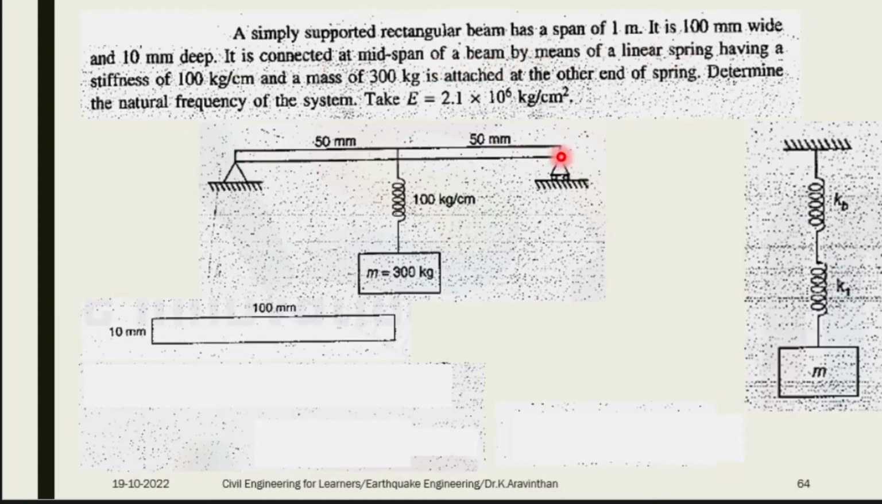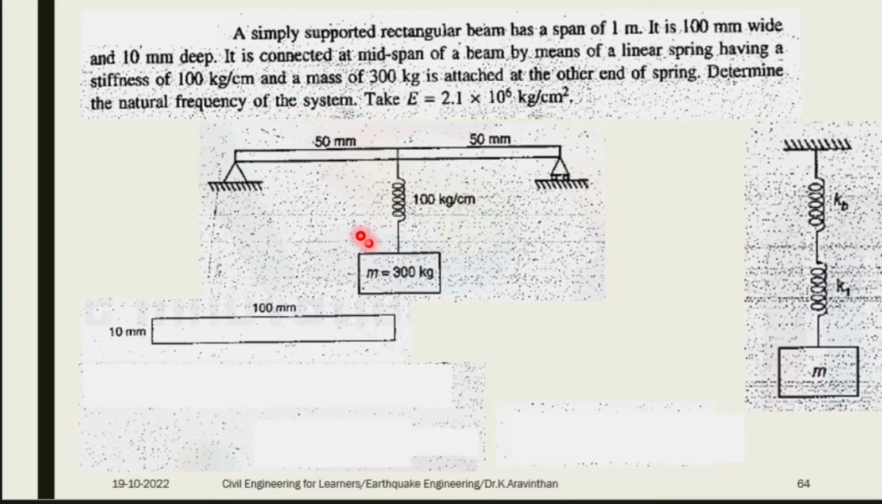So if a beam is connected with a spring at the center, this carries a stiffness K equal to 100 kg per centimeter. They have given that it is connected to a beam with a linear spring stiffness of 100 kg per centimeter, and a mass of 30 kg is attached to the other end of the spring. Determine the natural frequency.